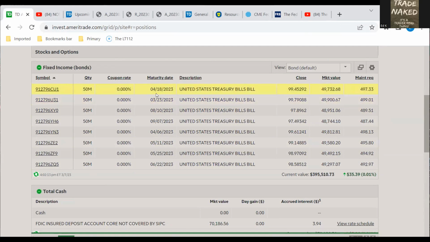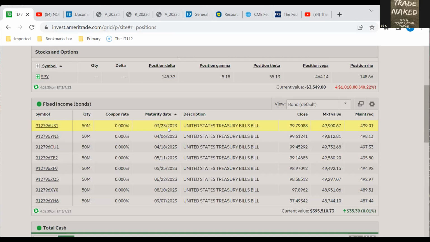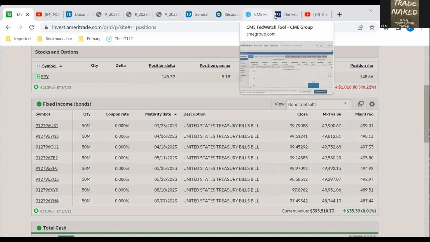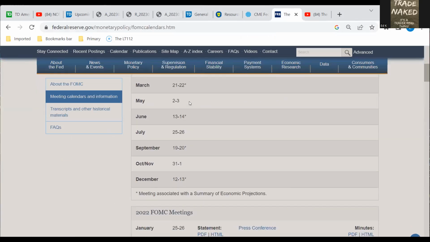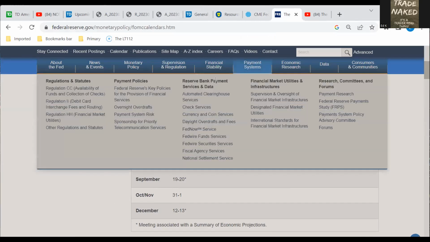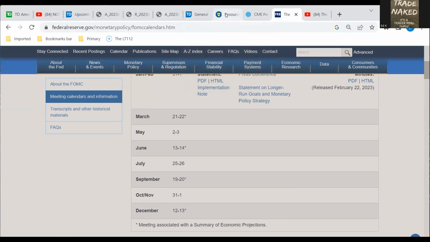Let me start by maturity date. Okay, here we go. So I have one that matures on the 23rd of this month. I have one that matures on the 6th, one that matures on the 18th, one that matures May 11th, the 25th, June 22nd, etc. And I try to match these up to the Fed's meeting schedule as much as possible. So I can have money that comes up either right before or right after, so that whatever the Fed does, I can decide what I want to do right then and there.